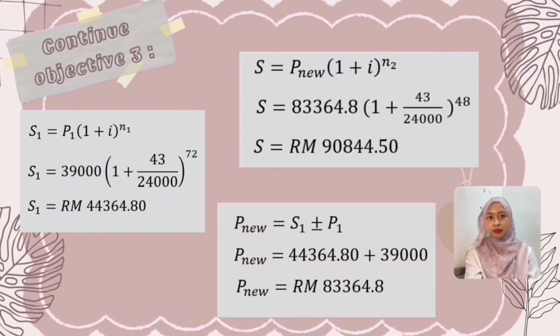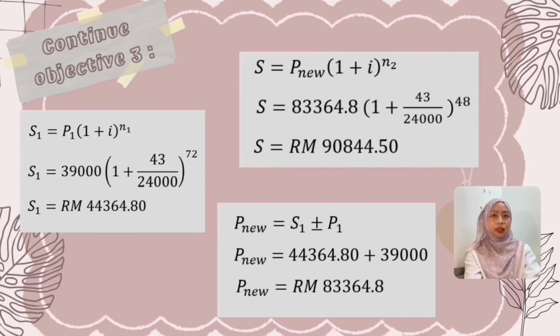We continue with the objective 3. S1 equals P1(1 + I)^N1. S1 equals 39,000(1 + 43 per 24,000) power of 72. So the total of S1 is 44,364 ringgit 80 cents.